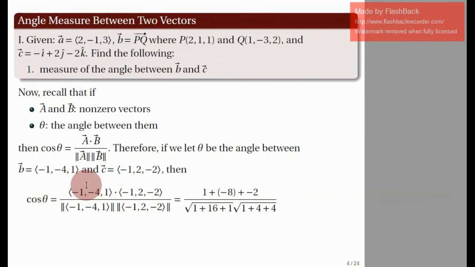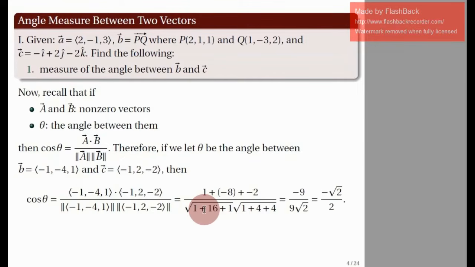Meanwhile, the norm of a vector is the square root of the sum of the squares of each component of that vector. For example, the norm of vector B here is the square root of 1, being -1 squared, plus -4 squared, 16, plus 1 squared, 1. And we do the same thing for the norm of vector C here. So simplifying, we get -9 over 9 square root of 2 or negative square root of 2 over 2.